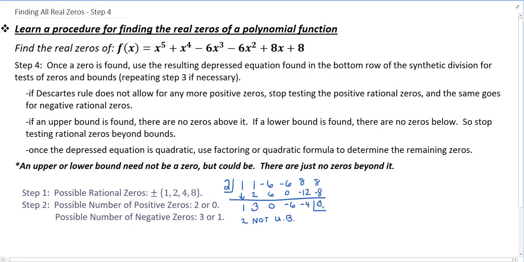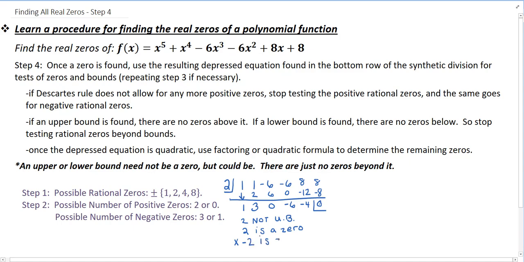However, we can see that the remainder is 0, so that tells us that the value 2 is a 0, because remember, if you do your division and your remainder ends up being 0, then that means your a value is the 0. So 2 is a 0, which also means that x minus 2 is a factor.